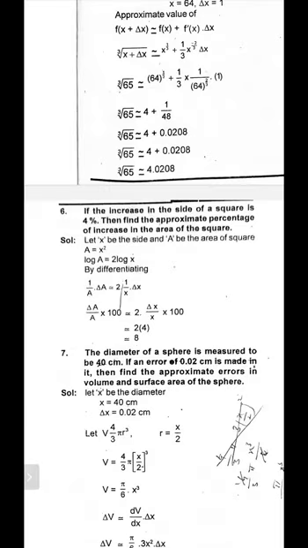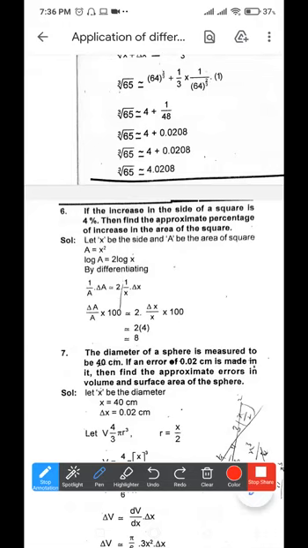If the increase in side of the square is 4%, then find the approximate percentage of increase in the area of the square. So the increase in side is 4%. We have to find the approximate percentage. Okay, so let x be the side and let A be the area of the square. Now the area of the square is equal to x squared.